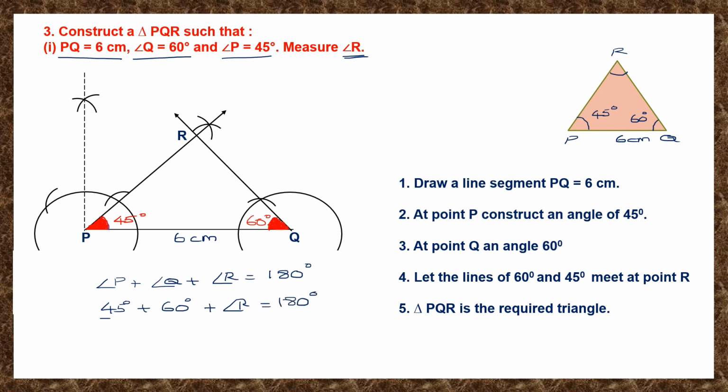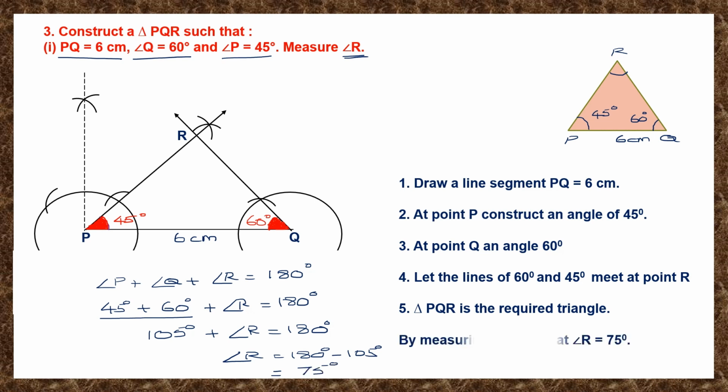So to find angle R, first add up these two. 45 plus 60 is 105. 105 degrees plus angle R should be equal to 180 degrees. Now angle R will be equal to 180 degrees minus 105 degrees. 180 minus 105 is 75 degrees. So that means angle R, by measuring, we find that angle R is 75 degrees. So one, you can use your protractor and find out. Otherwise, you can use this method and say that the measurement of angle R is 75 degrees.